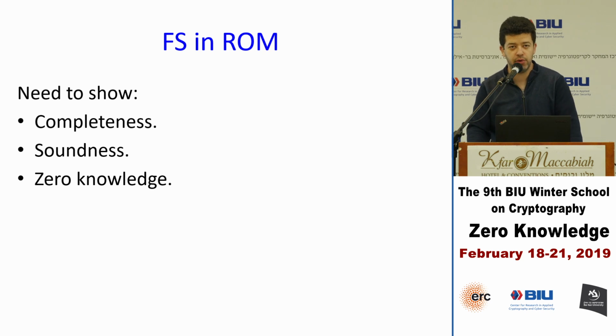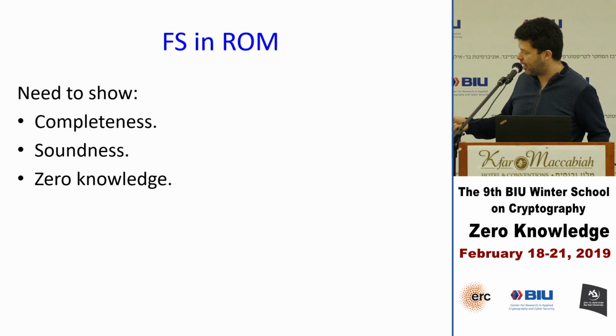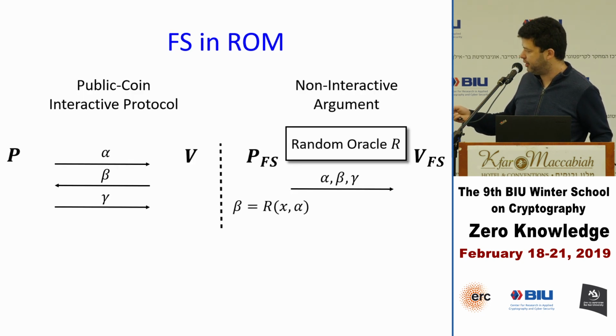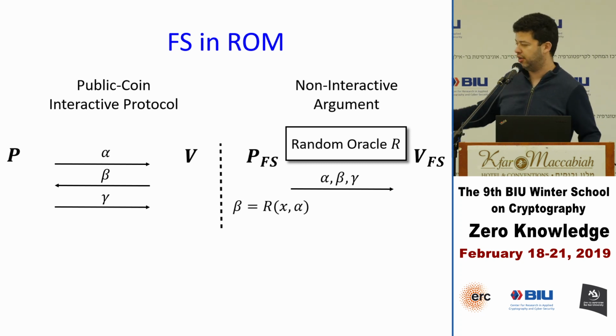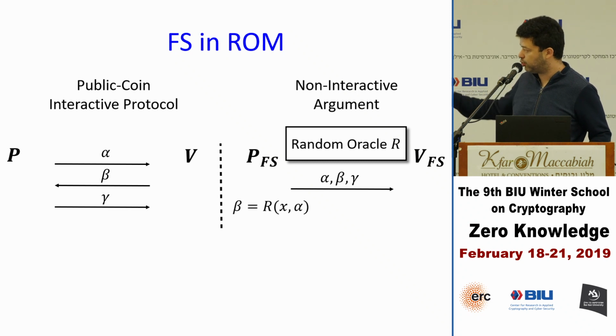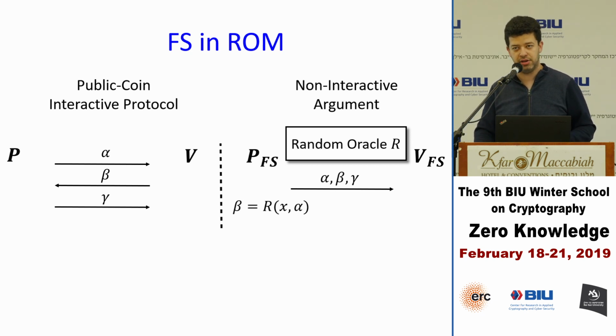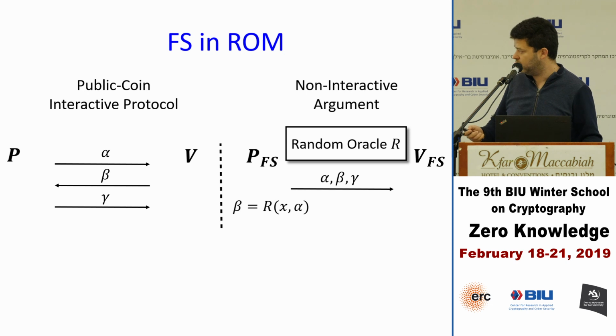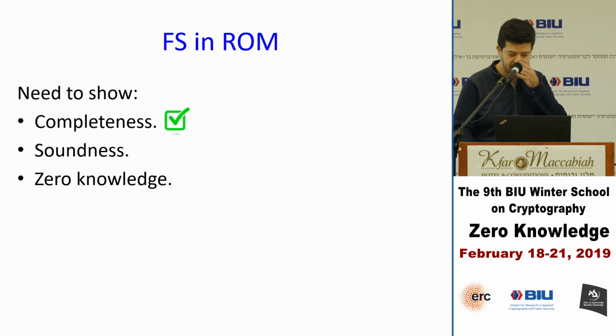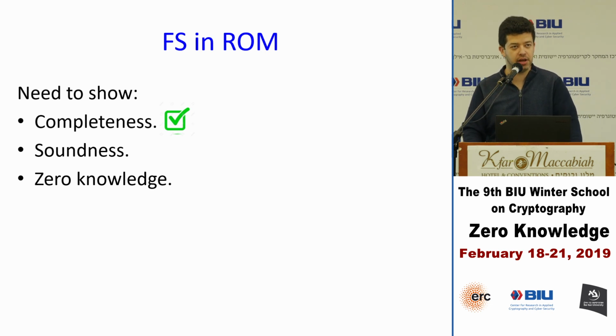Okay, so to argue that it works, I need to show you completeness, soundness, and zero knowledge. Let's go back and stare at the protocol. Completeness should be more or less immediate. Let's imagine that the protocol on the left had perfect completeness. Then it doesn't really matter what choice of random oracle you have. For every message beta, the prover can generate a gamma that will make the verifier accept. So completeness is easy to argue. It's also easy to extend to imperfect completeness. So completeness is fine. Really, the challenge is in proving soundness.